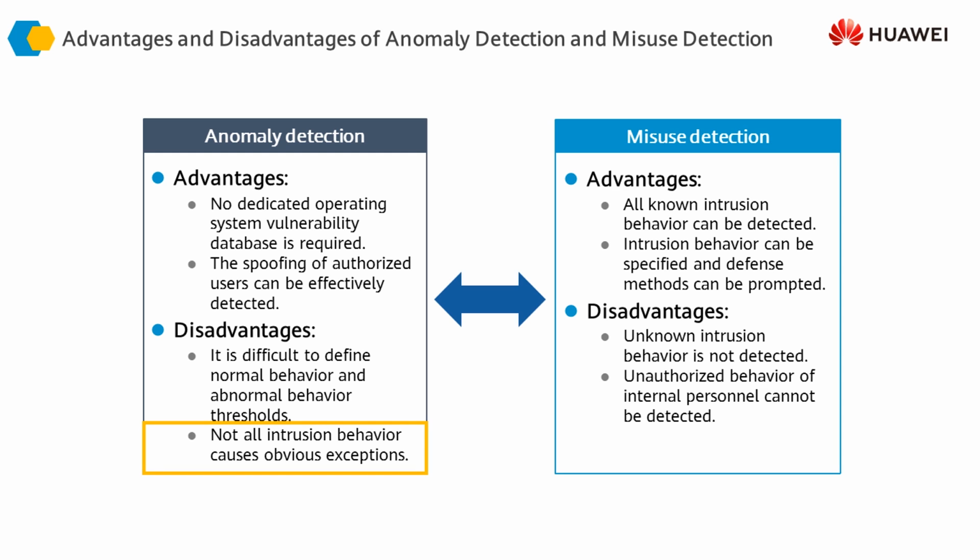Not all intrusion behavior causes obvious exceptions. If it's an abnormal behavior, or if it's a malicious behavior and it still falls within the threshold of normal behavior, then obviously the IDS is going to ignore that and not raise a red flag. And it's an attack happening and the IDS has not detected that attack.